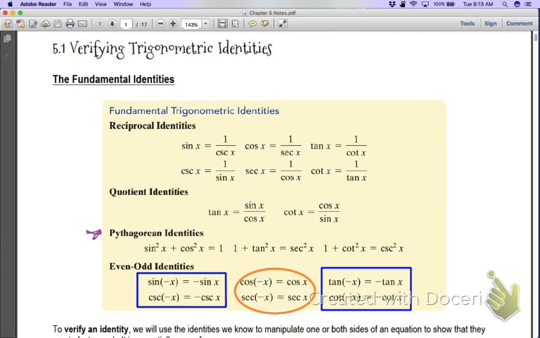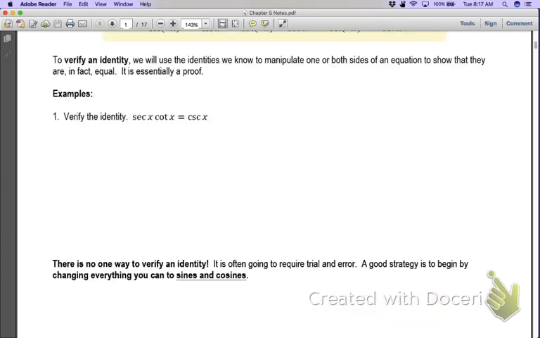We kind of did with the even and odd identities, saying that if we plug in a negative value, since it's cosine, it's still going to be a positive value, regardless of what x value we plug in. So when we verify an identity, you're going to use the identities from the table before to manipulate either one or both sides of the equation to show that they are equal.